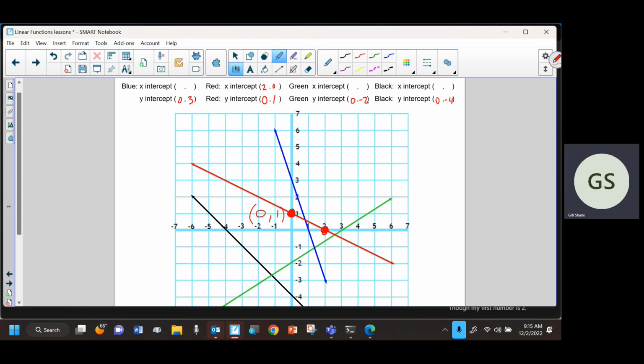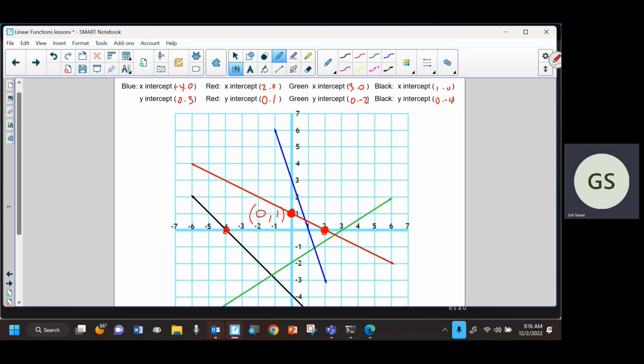For the black line, I go left to -4. So there's the X-intercept. I go left to -4. So my first number is -4. I don't go up or down, so my second number is 0. For the green line, I go right to 3, and then I don't go up or down. For the blue line, I go right to 1, and then I don't go up or down, so it's a 0. Again, every single intercept has a 0 in it.